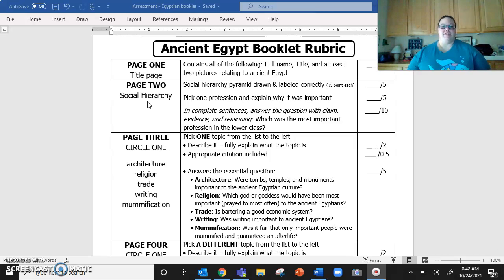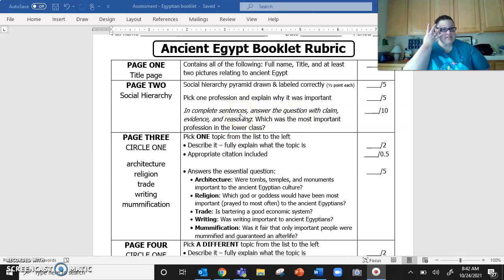page 2 is the social hierarchy pyramid drawn and labeled correctly. That's worth 5 points. Then you will pick a profession and explain why it was important. That's worth another 5 points. It can be any profession except what you talk about for the essential question. You can't talk about the same profession twice.